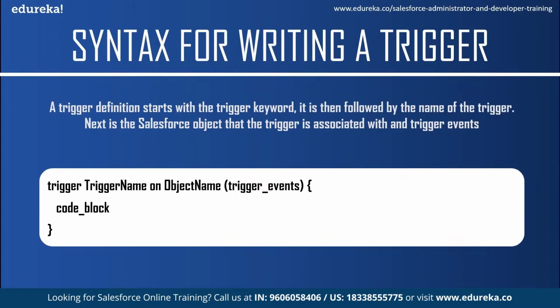Next is the trigger event, which we have talked about in the previous topic. You can fire a trigger on one or more events, but they should be comma separated. Next is the body of the code, which will contain the condition under which it fires. So this was the syntax for writing a trigger in Salesforce.